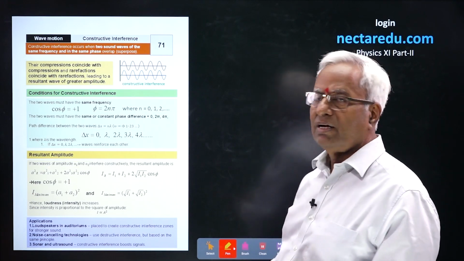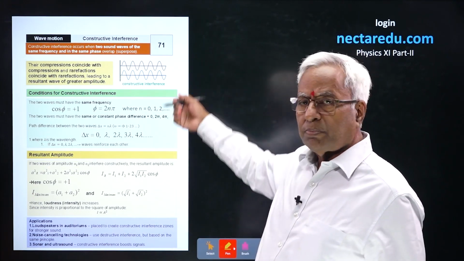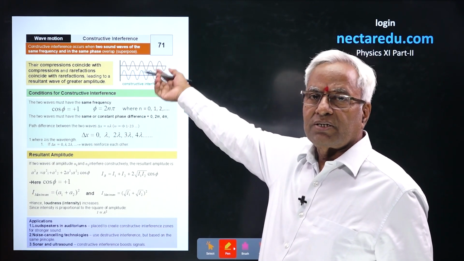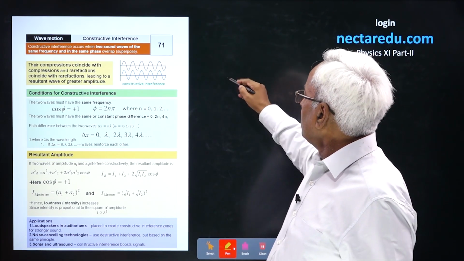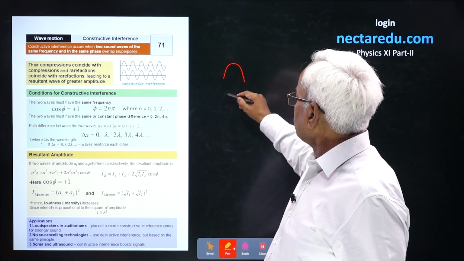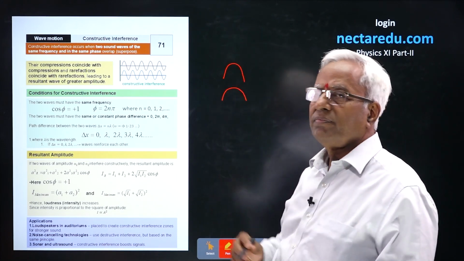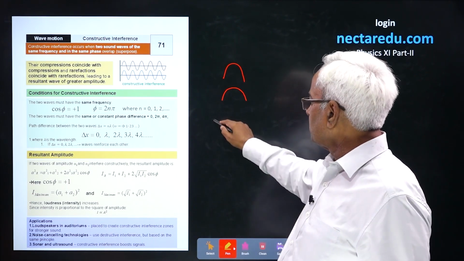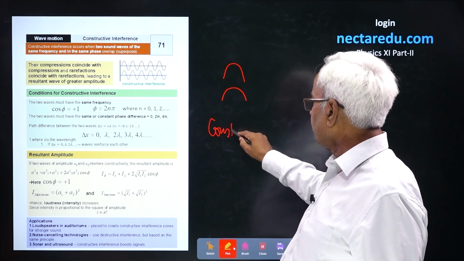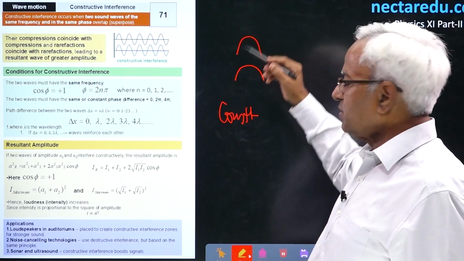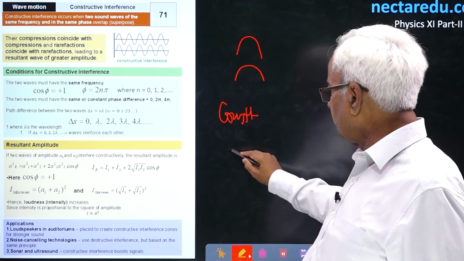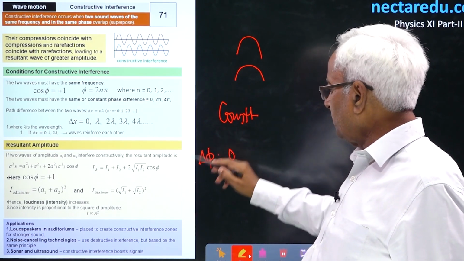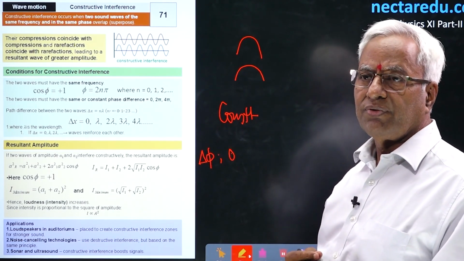I am going to elaborate here. In this episode, we will discuss constructive interference. When two waves meet in the same phase, the resultant amplitude will increase, and this is known as constructive interference. If they are in the same phase, it means there is no phase difference. Phase difference 0 means they are in the same phase.